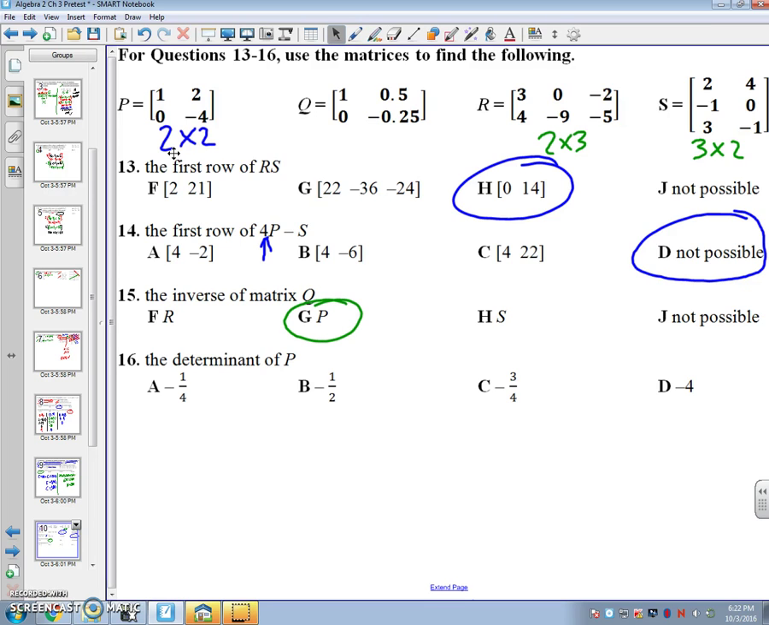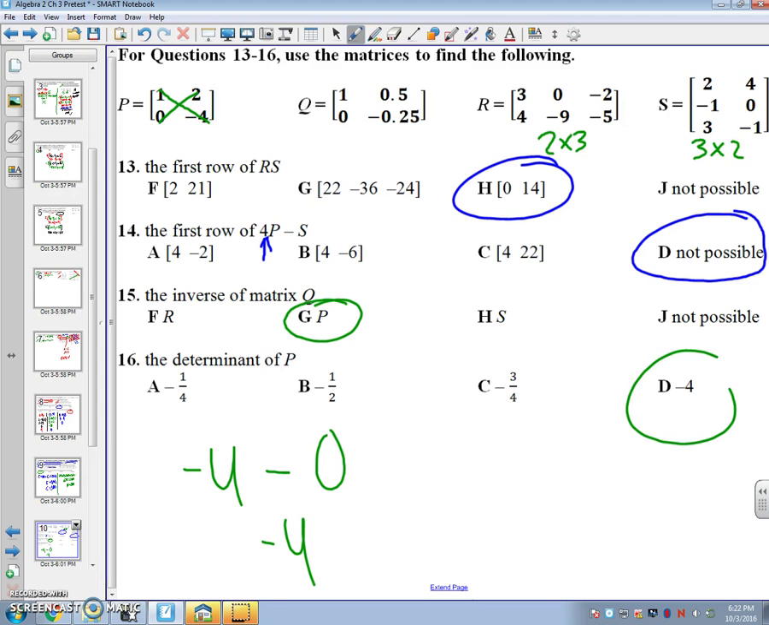And last, find the determinant of P. That's easy. Use the calculator, but this is a simple one, so I'm just going to multiply it. So diagonal, A times D, that's negative 4. Multiply that, that's 0. Subtract them, negative 4 minus 0 is negative 4. That's our answer, D.